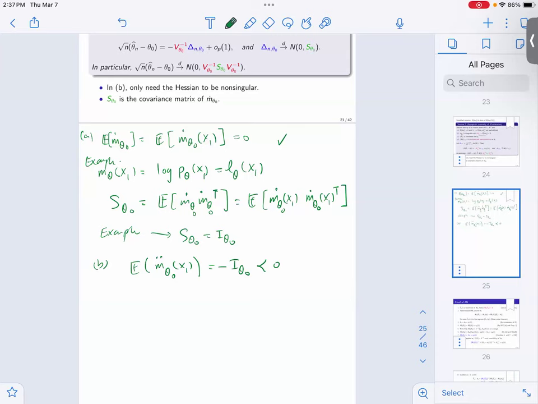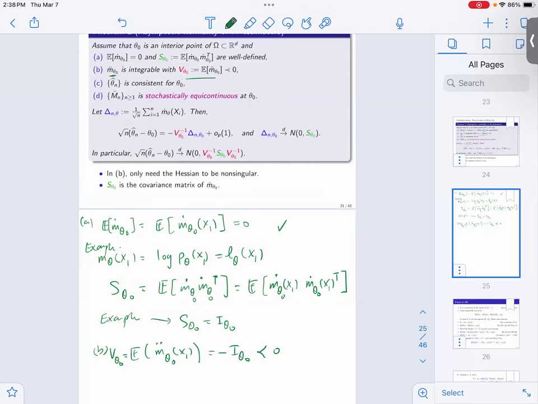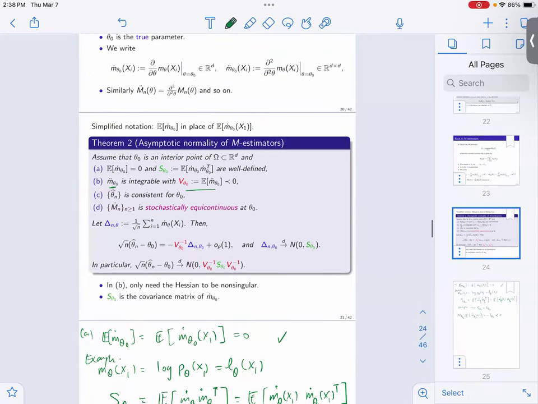So this is true for non-singular models. Basically, the Fisher information does not have zero eigenvalues. But again, this result is more general. I'm just giving you consequences for the MLE. So that will be V theta naught in this notation. The third condition is that theta hat is consistent for theta naught, which we have to establish elsewhere. Assume that you have established it elsewhere. And the last one is that the second derivative of this capital M_N is equicontinuous at theta naught. That's the technical condition, which we're going to ignore unless we have to deal with it, assuming that this is true for reasonable models. Then this is the result.